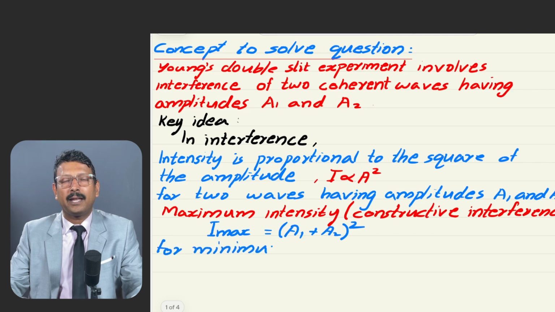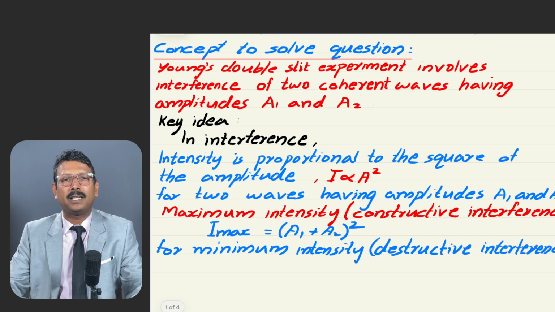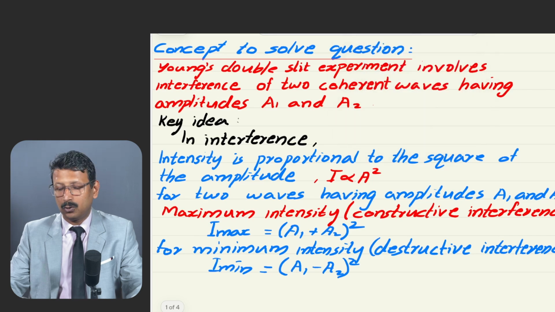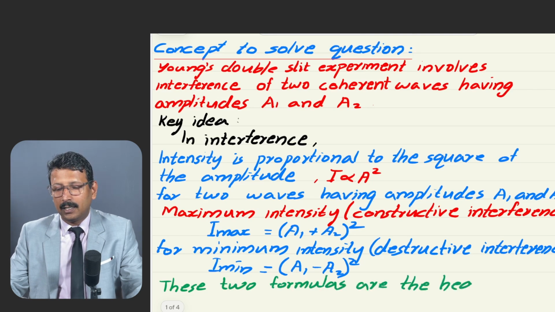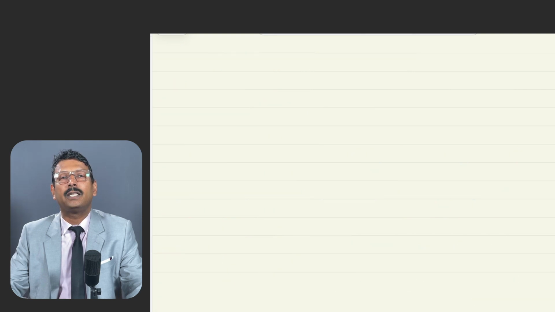And for minimum intensity, we can represent it with a capital letter I and subscript min. Also, you know that minimum intensity represents destructive interference. You heard the basics, right? There are two types of interference, constructive and destructive. So for minimum, I min is equal to A1 minus A2 whole square. So maximum intensity we wrote, minimum intensity we wrote. Now we are going to write the ratio based on the question data. These two formulas are the heart of the problem, so always study the equations.